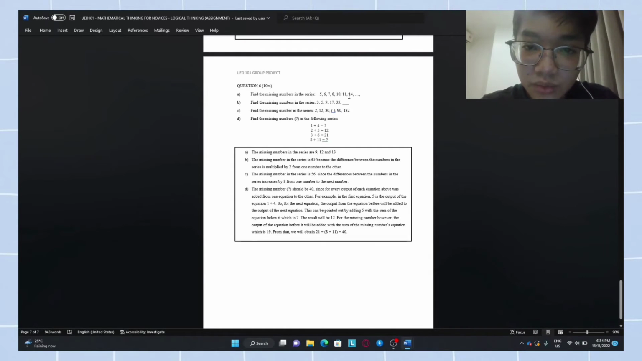10, 11, 12, 14. We can see that there are 2 numbers missing between these 2 numbers, which are 12 and 13. So the missing numbers in the series are 9, 12, and 13.